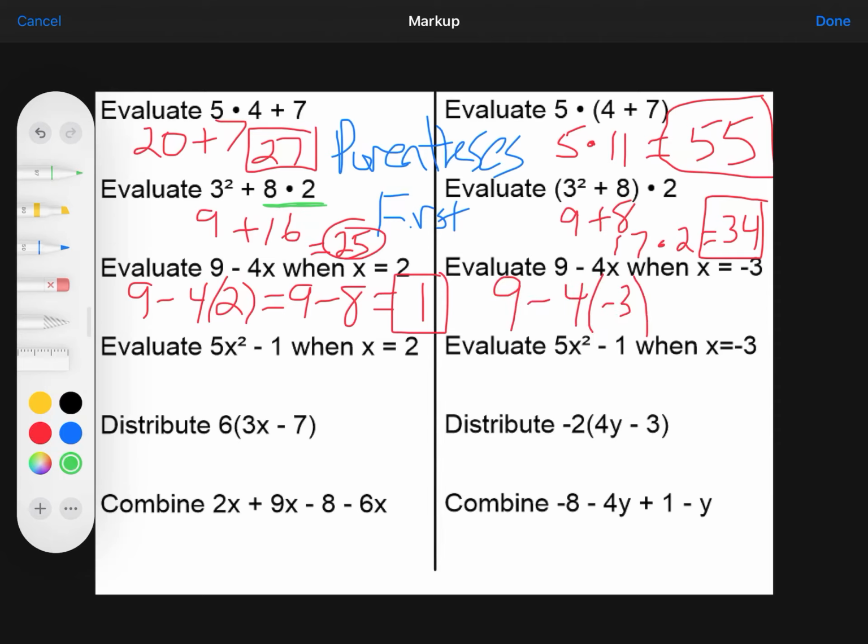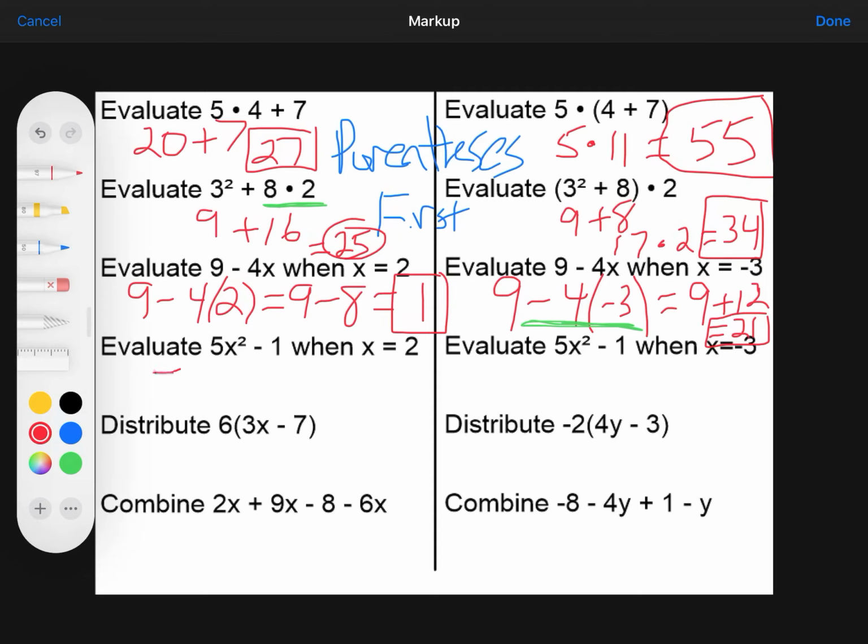Because what do you do with this minus 4 times parentheses minus 3? And the answer is a negative times a negative is a positive. So you have to do 9 plus 12 to get your answer of 21. So negative numbers aren't too hard, but people sometimes forget to do it that way. And a lot of times people would write down 9 minus 12 instead of 9 plus 12.